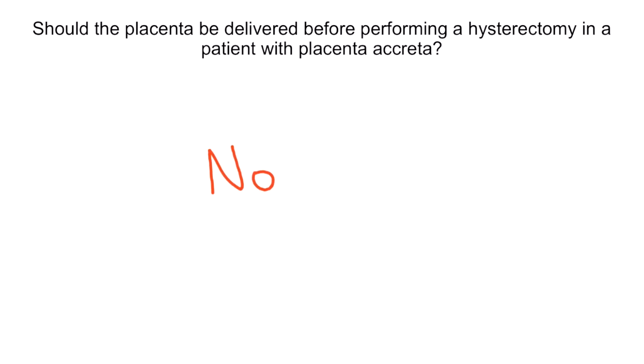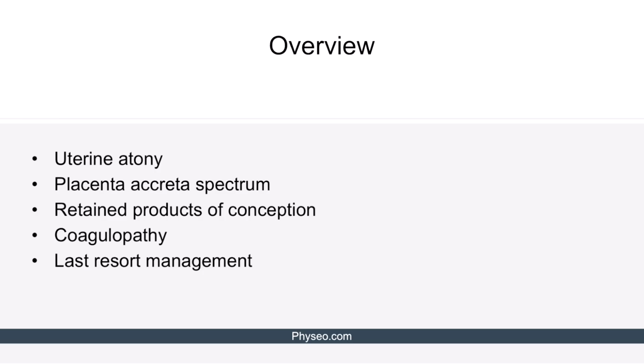In these patients, the placenta is so tightly attached to the uterine wall that attempts to remove it are likely to cause additional bleeding. Instead, we perform a hysterectomy with the placenta in situ, meaning left inside the uterus. Okay, now let's move on to discuss retained products of conception.